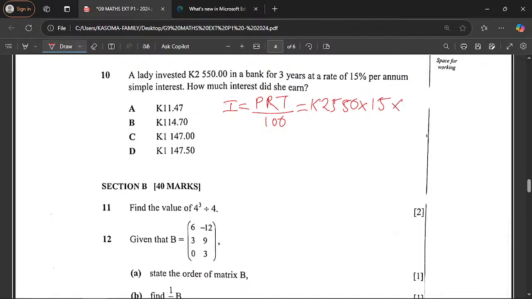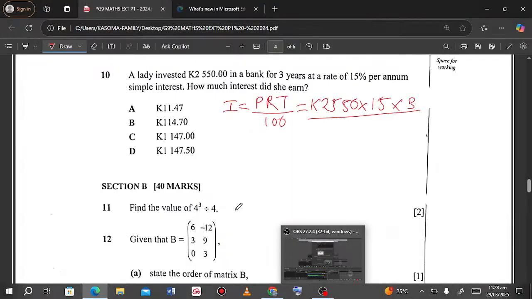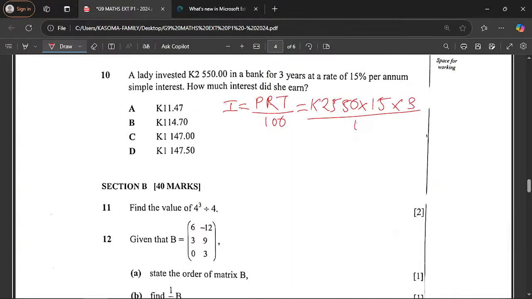Then for how long will the money be in the bank? 3 years. So they already put the money in the bank for 3 years. Over 100, sorry, over 100. Then we say is equal to, then we know that this is 0 and this 0 can be cancelled out. I don't want to deal with a lot of decimal numbers, so I'm just going to divide 255 divided by 10.